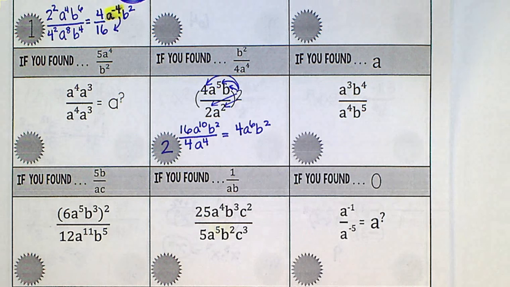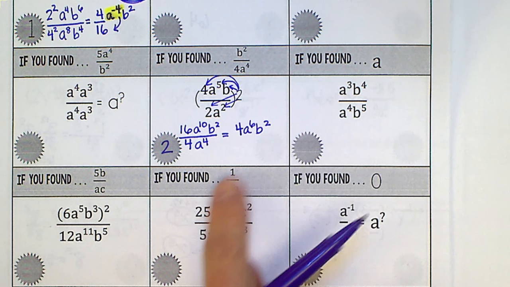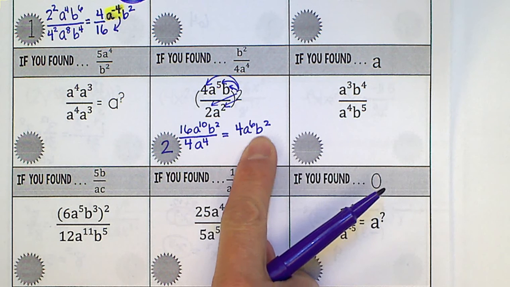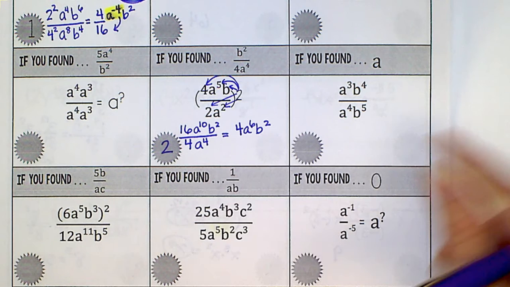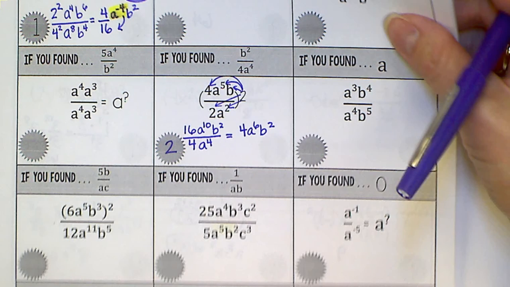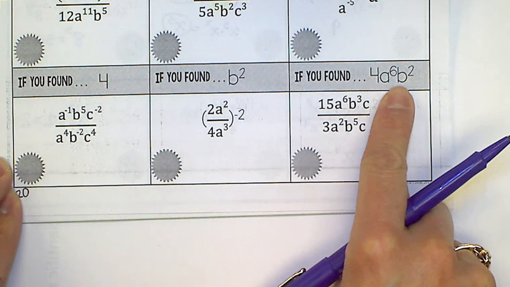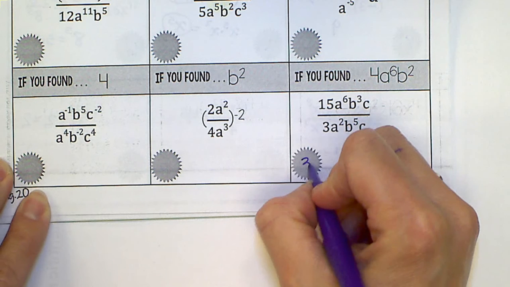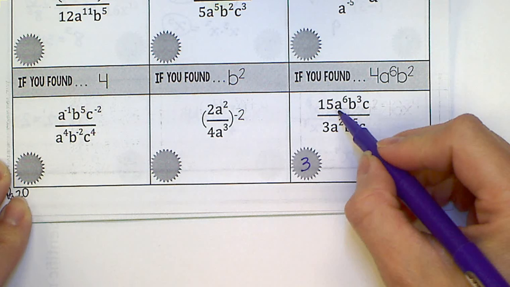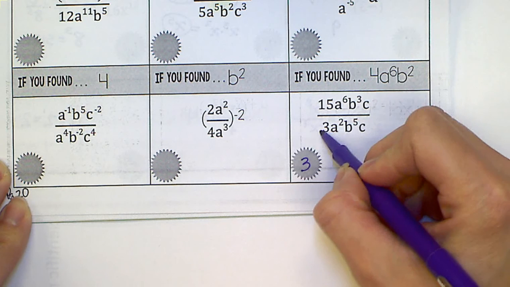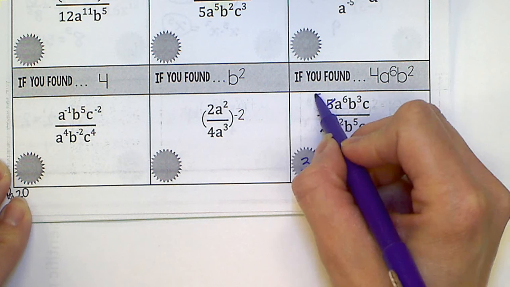So 4a to the 6th b squared, that's going to take you to the very bottom of the page in the corner. So let's skip to this one right here. This is the answer we just found. Okay, I'm going to do one more in this video, and then I'm going to stop. But here we have to do 15 divided by 3. So this is going to be a 5 on top, a 1 on the bottom.